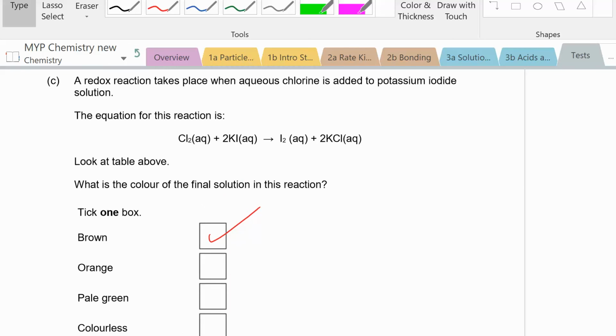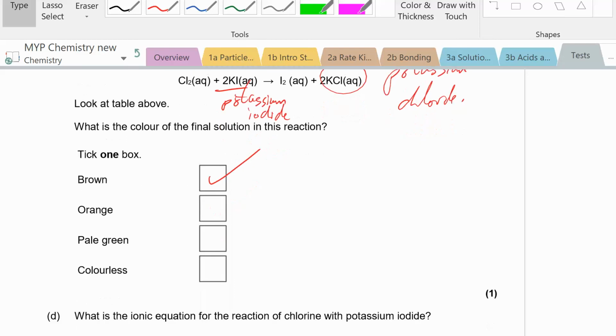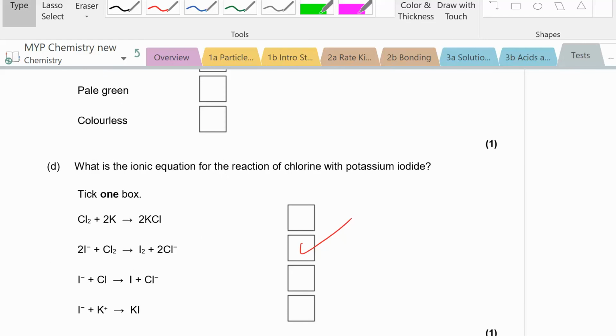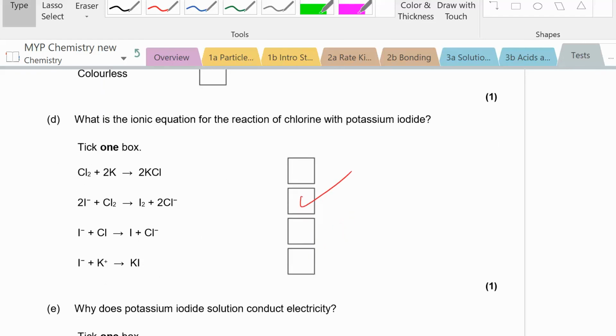Moving on. The equation for the reaction is Cl2 plus 2KI aqueous goes to form I2 aqueous plus 2KCl aqueous. So that's potassium iodide and potassium chloride. What is the color of the final solution of this reaction? It is brown. What is the ionic equation for the reaction of chlorine with potassium iodide? 2I minus plus Cl2 goes to form I2 plus 2Cl minus.